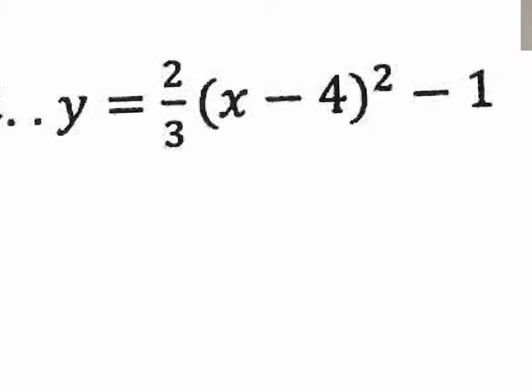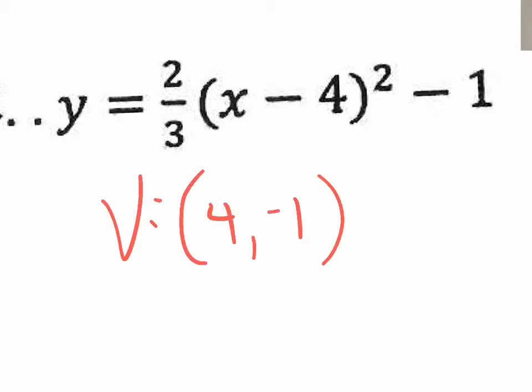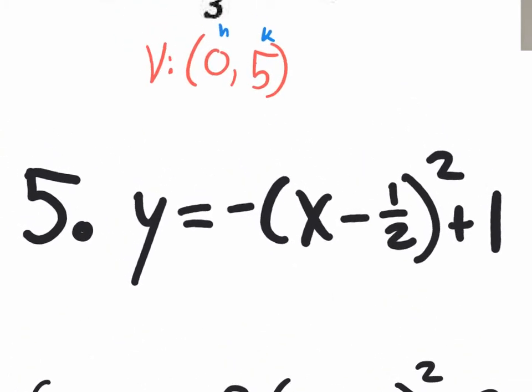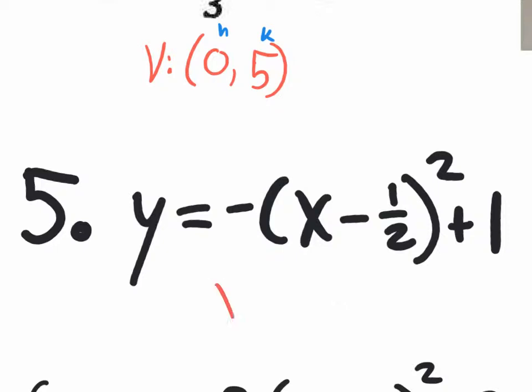Let's look at number 4 here. How about that vertex? What's that vertex? 4, comma, negative 1. It's easy, guys. All you do is think opposite on H, take K for what it is. Do you get it? Yes. Prove it to me. Isaac, number 5 right here. It's not on your paper. Let's just look at it up here. What's the vertex on that guy? You think, yeah, positive 1/2, opposite on H, and the K value? 1. Boom. Done.